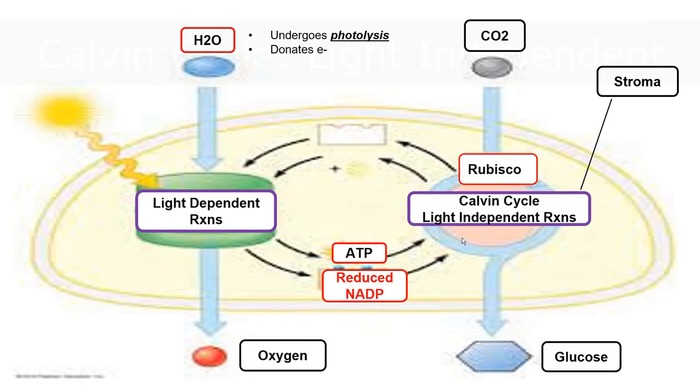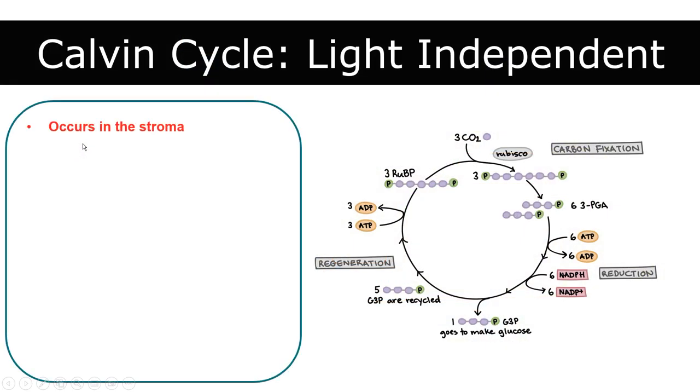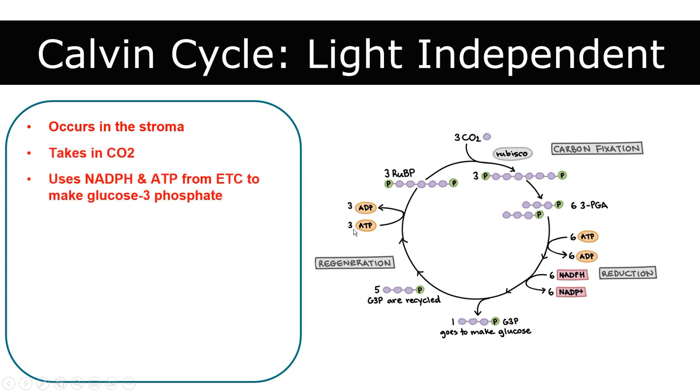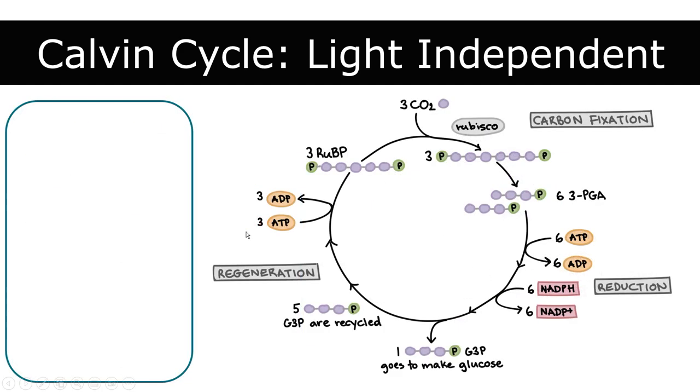Again, this occurs in the stroma. It occurs in the open space within the chloroplast, and it's going to take in carbon dioxide, and it's also going to involve those products that we had from the electron transport chain. Somewhere in here, the reduced NADP, NADPH, is going to be used to facilitate this cycle. And you're going to notice that there's a lot of ATP going through this, right? About 9 molecules per cycle. So the ATP energy that I generated in photosynthesis is going to be used within the Calvin cycle itself. Okay.